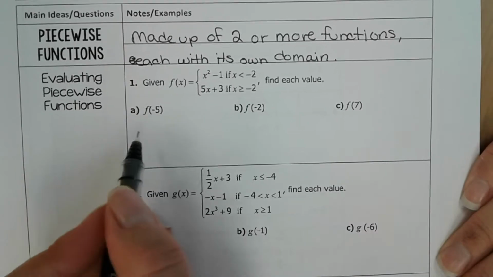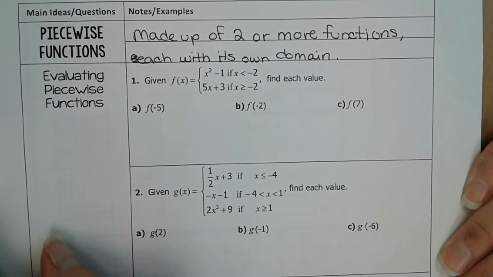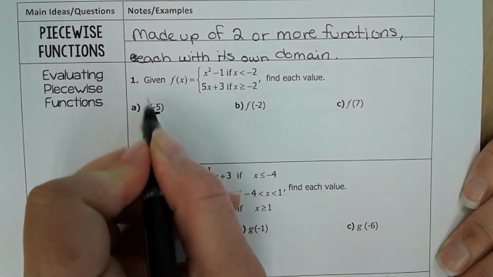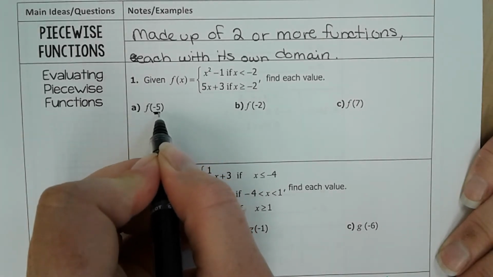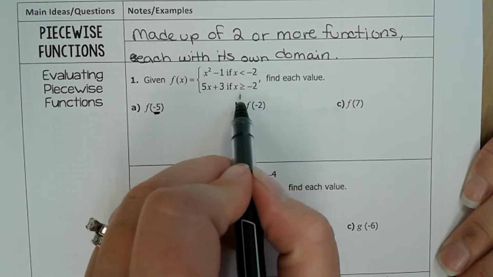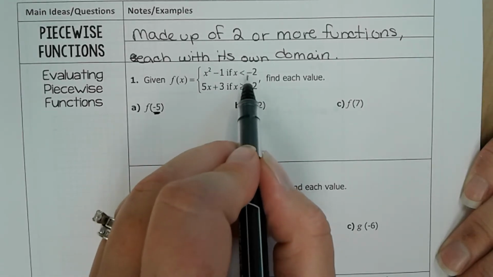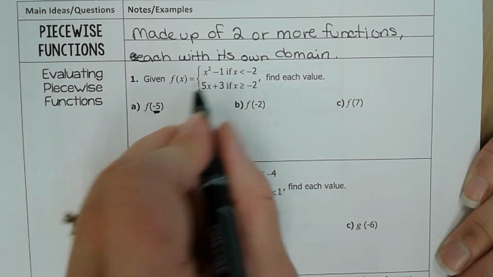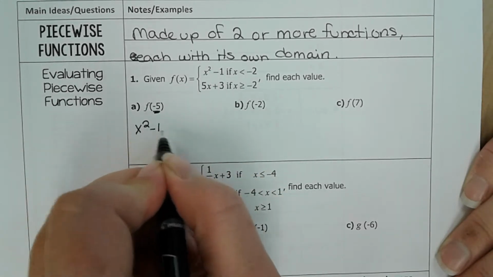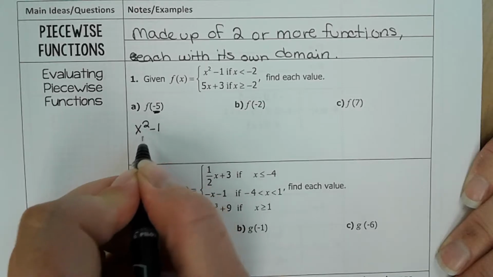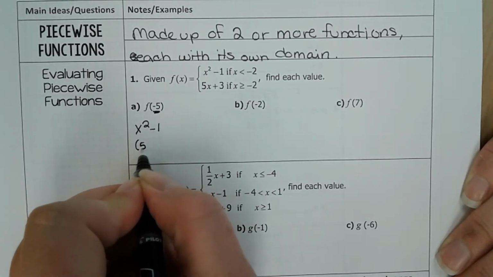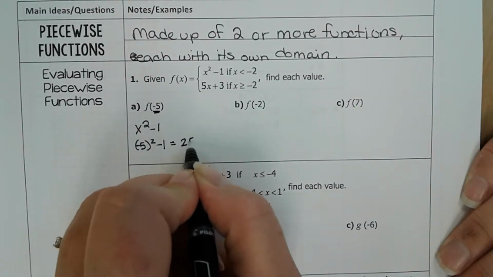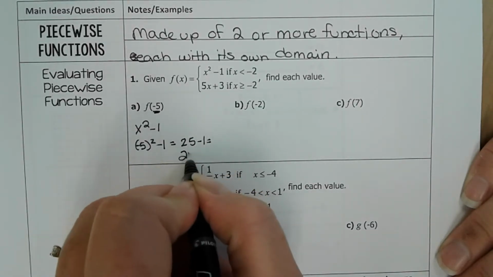So let's come down here and look at f of -5. Well, this is our x, remember, because we have f of x. So we look at -5 and say, is it less than -2 or greater than or equal to -2? Well, -5 is less than -2 if you think about a number line. So we use this function x squared minus 1, and we just plug in -5 for x. So we have -5 squared minus 1, which gives us 25 minus 1, which gives 24.